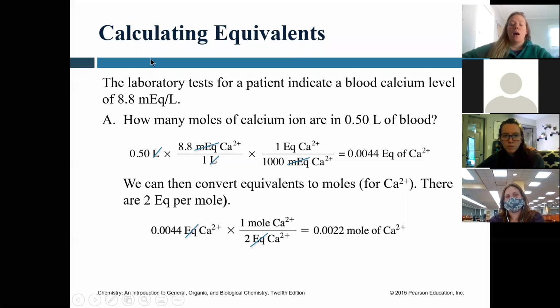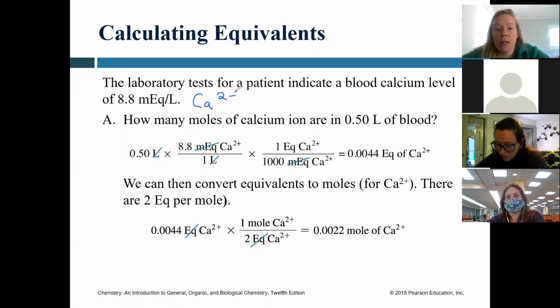So if we look at this example problem here, the laboratory tests for a patient indicate a blood calcium level of 8.8 milliequivalents in every liter. And this says how many moles of calcium, or how many moles of the calcium ion are in 0.50 liters of blood.